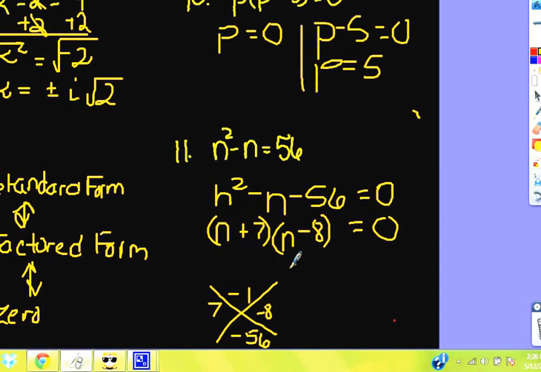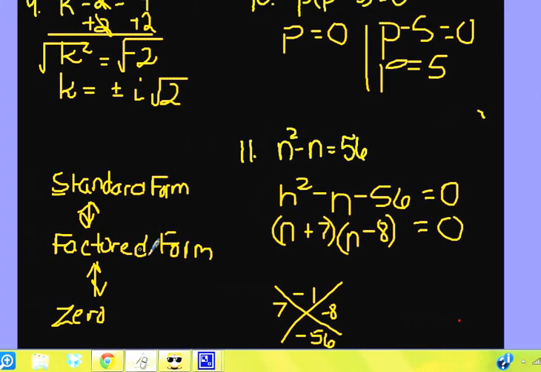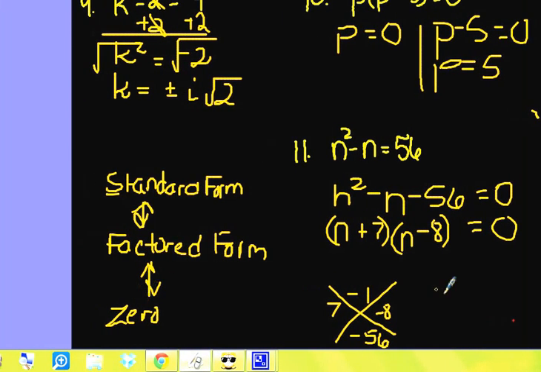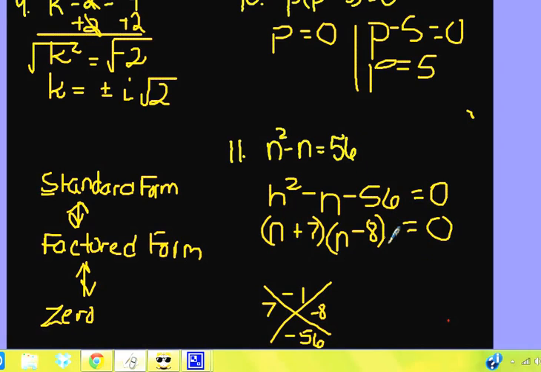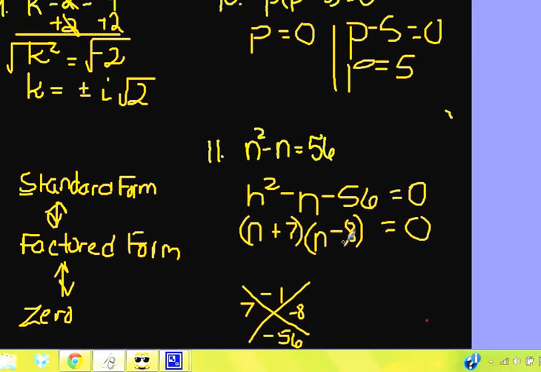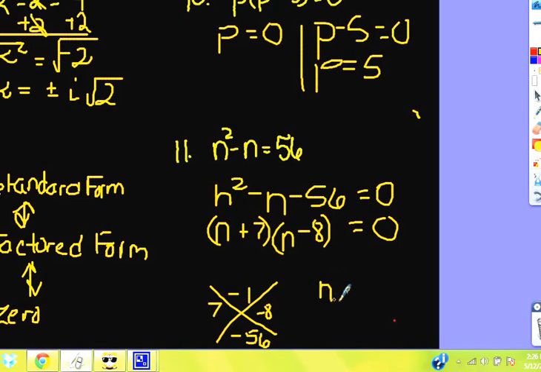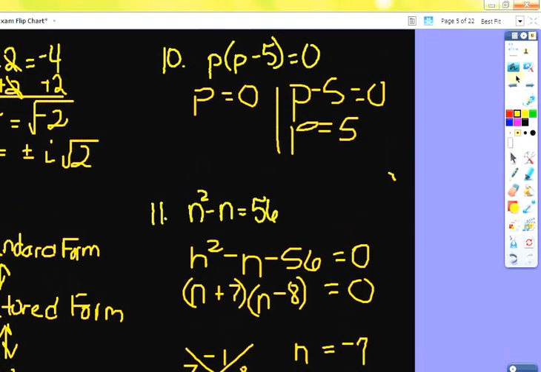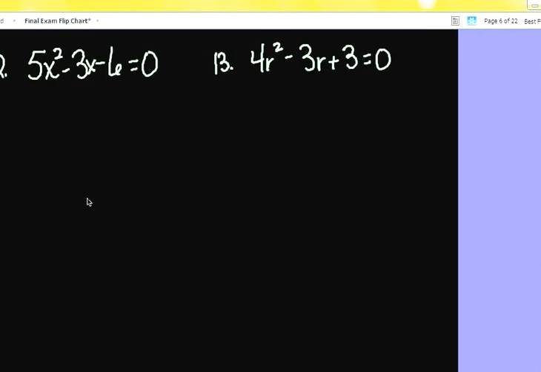I'm not done because the question says to solve it. So now we've got it here in factored form. I can now find the zeros by setting each of these equal to 0. So I think we can do these mentally. What number plus 7 is equal to 0? We know that's going to equal -7. And what number minus 8 is going to equal 0? And we know that's going to equal +8. All right, let's move on to question number 12.